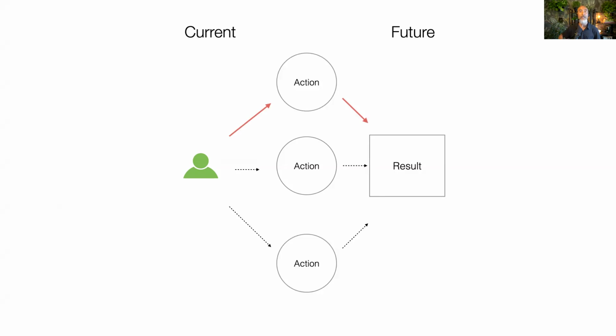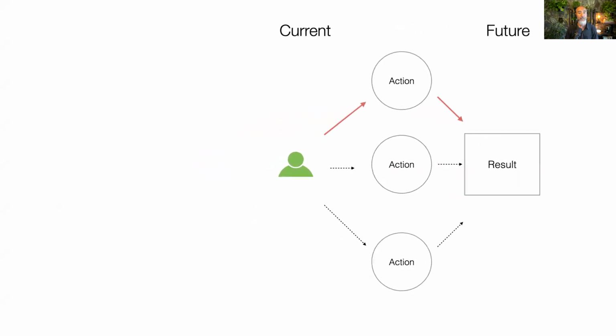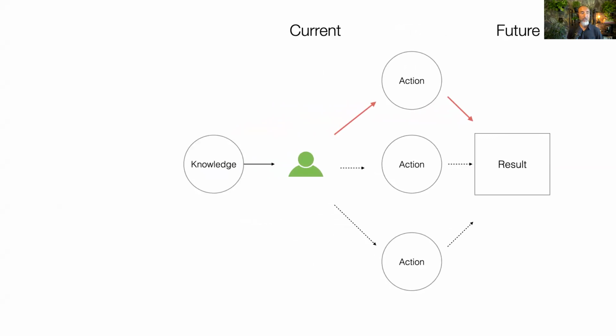Let's say that you want to increase the sales, or increase the signups on your website or something like that. Then you can do a couple of different things. Some action will lead to the result that you want, but some actions probably not. So how are you going to know which action to take? That's where the knowledge comes in.